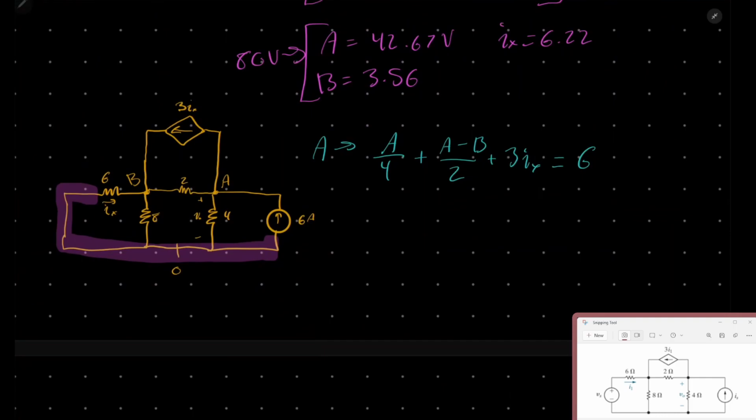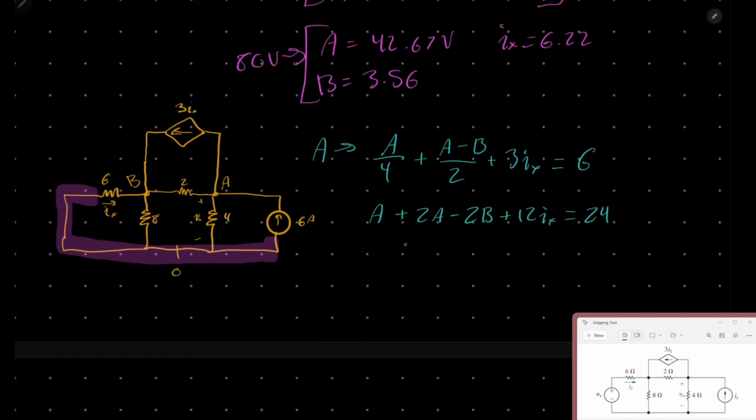Now we'll simplify, multiply everything by 4, and so we'll have A plus 2A minus 2B plus 12ix equals, multiply this by 4, 24. And then add all like terms, we'll end up with 3A minus 2B plus 12ix is equal to 24. So there's our finished equation for A.